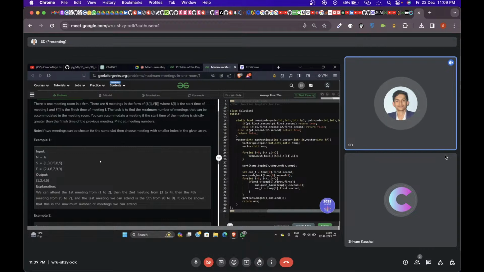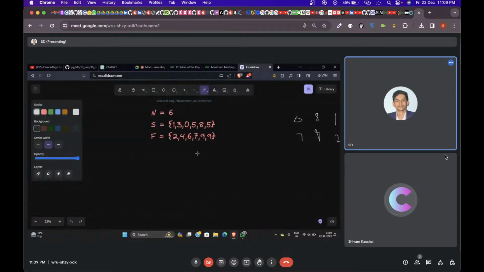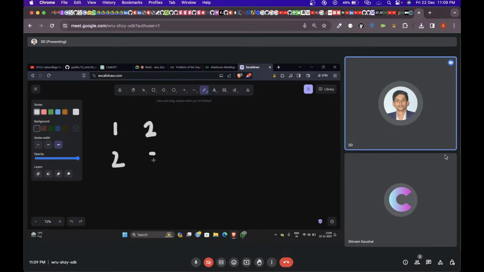Now we just have to return the maximum number of meetings that we can do in that meeting room, such that the starting time and the ending time of the meeting should be different. Now what does this mean? Let's take an example where the meetings given are 1 2, then 2 3, and then let's say 4 5.